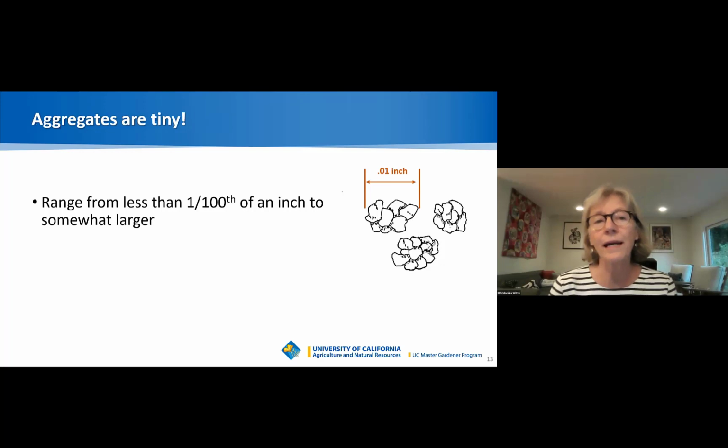And you might be wondering how big those aggregates are, because they kind of look like popcorn balls, or maybe in a smaller sense like grape nuts. In fact, they're very tiny. They range in size from about 1/100 of an inch to somewhat larger. So you can see them. They're not so small that you need a microscope, but they're very small.